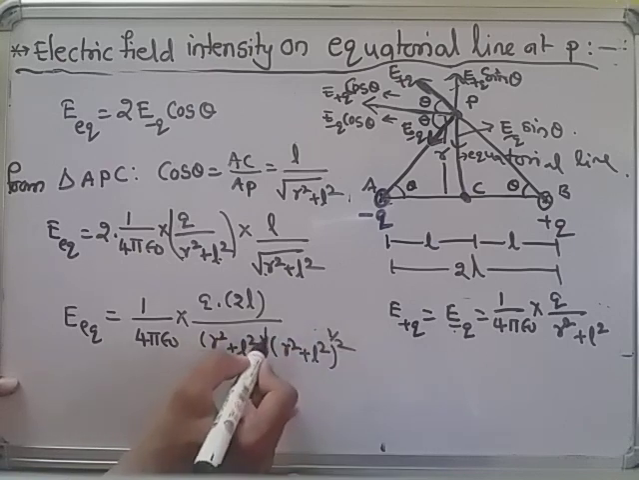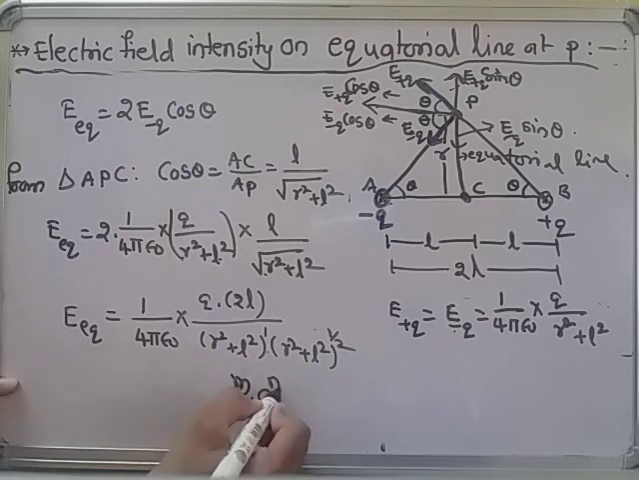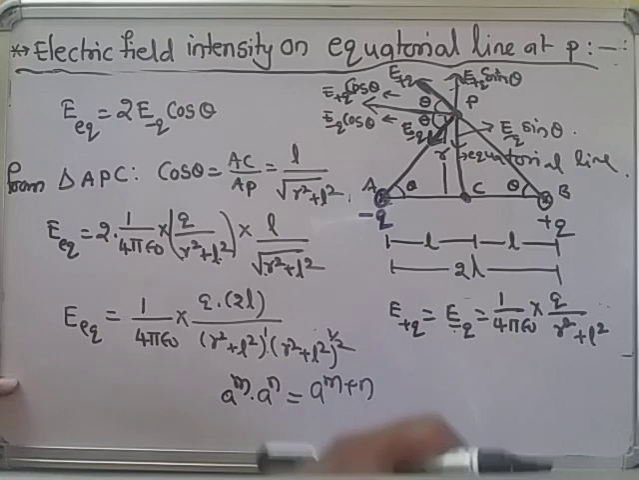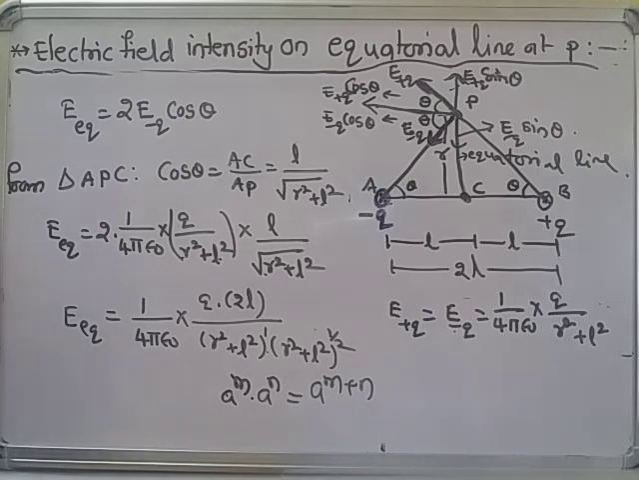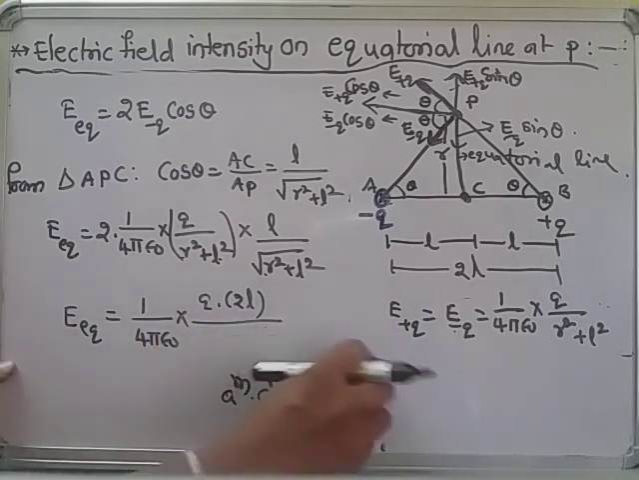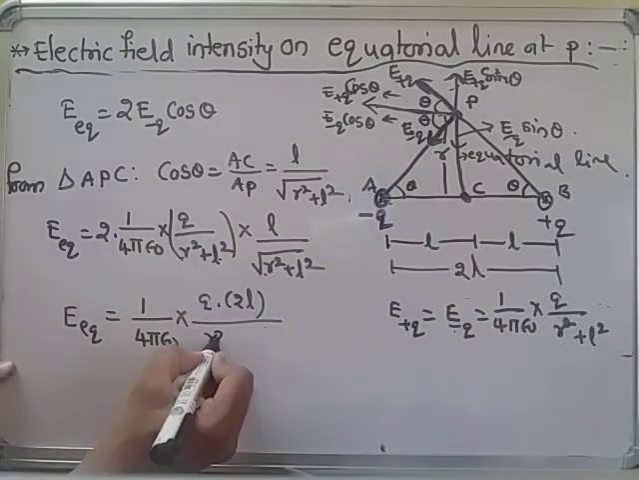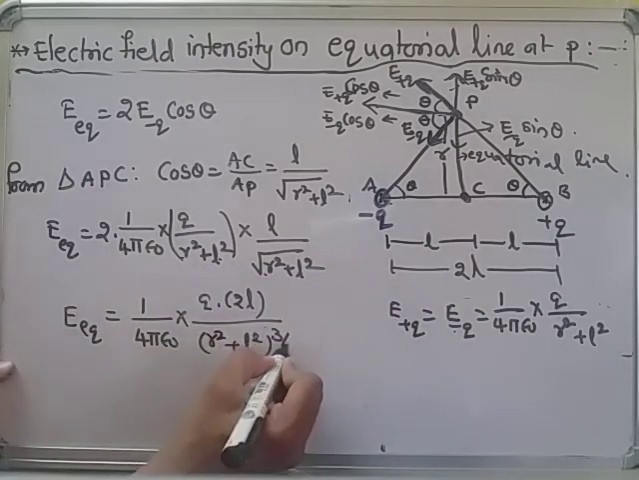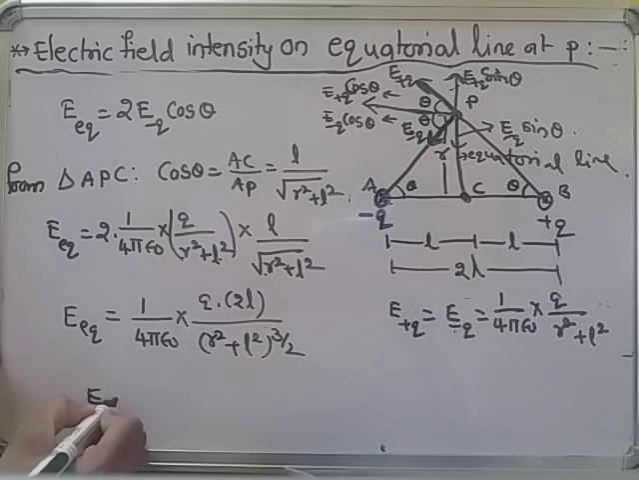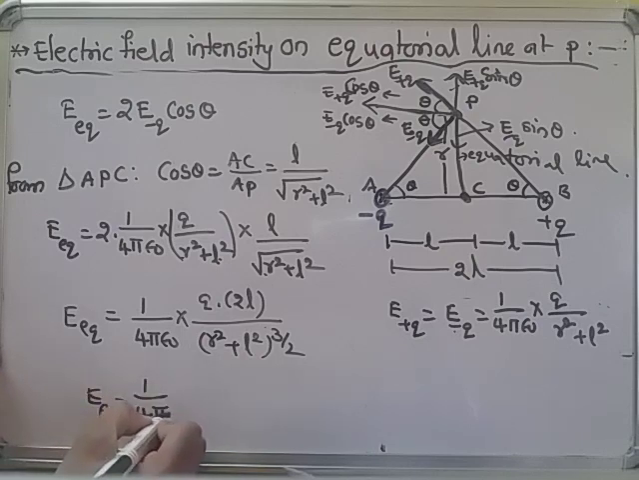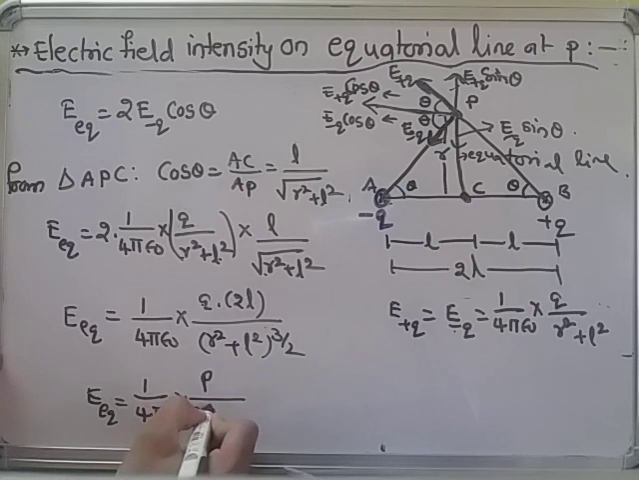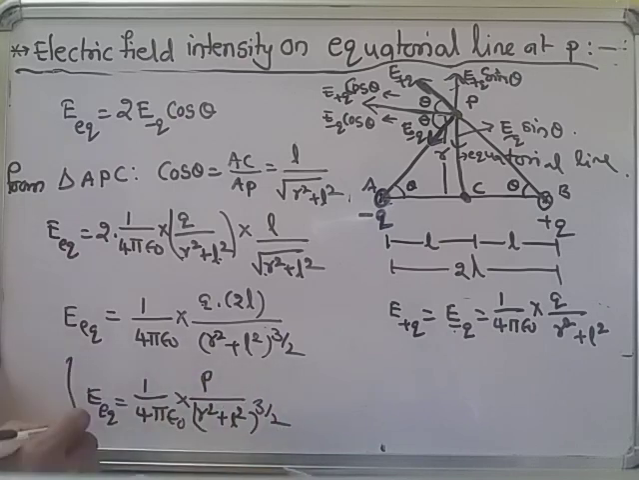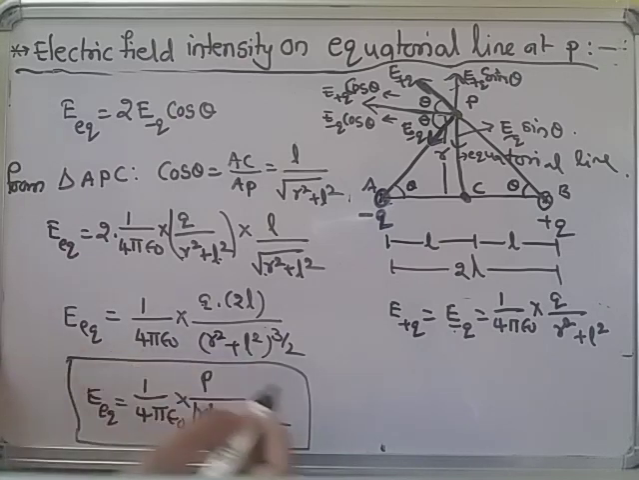When the base is the same, a power m into a power n we write as a power m plus n. Like that, here R square plus L square whole power 1 plus 1 by 2 we will write, which we will get as R square plus L square whole power 3 by 2. And now E on equatorial line is 1 by 4 pi epsilon naught into Q into 2L, which is P as we know already, by R square plus L square whole power 3 by 2. This is the formula for the electric field intensity on the equatorial line.